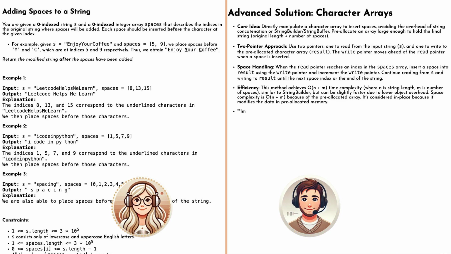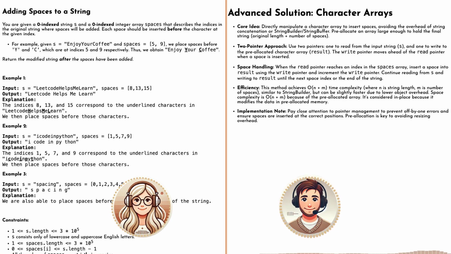So how do we approach this problem using character arrays? What's the game plan? First, you'd pre-allocate a character array that's big enough to hold the final string. Remember that final string will be the original string's length plus the number of spaces. So we're making sure we have enough room from the start, just like with the string builder. Precisely. Now, you'll need two pointers again, but this time they'll be working with the character array. One will keep track of where you are in the original string, and the other will keep track of where you are in the character array as you build up the final string.